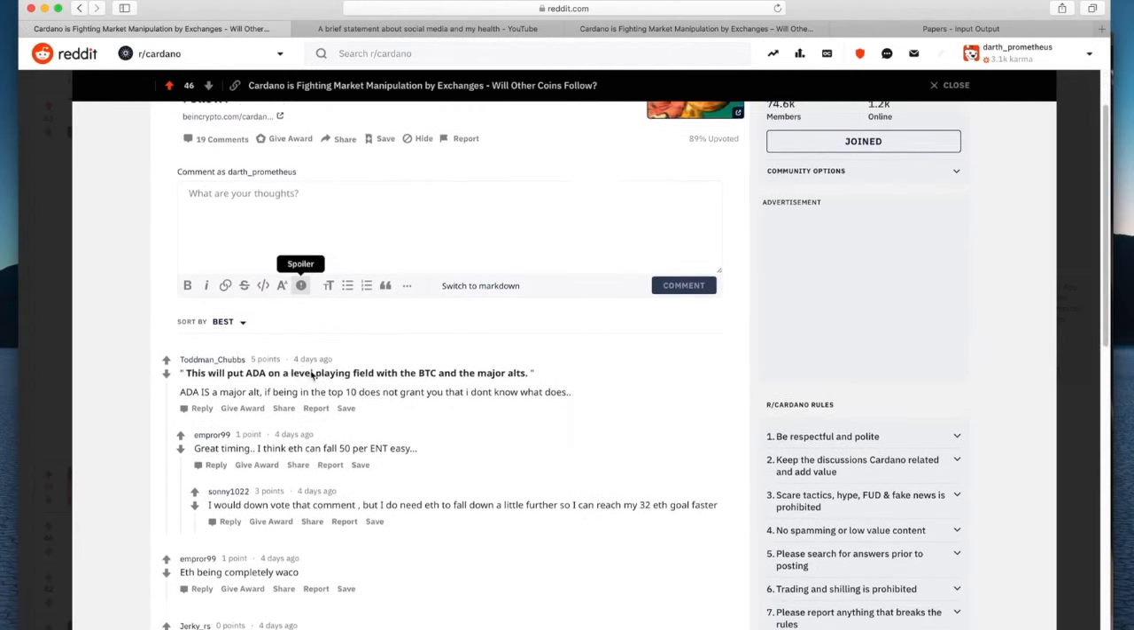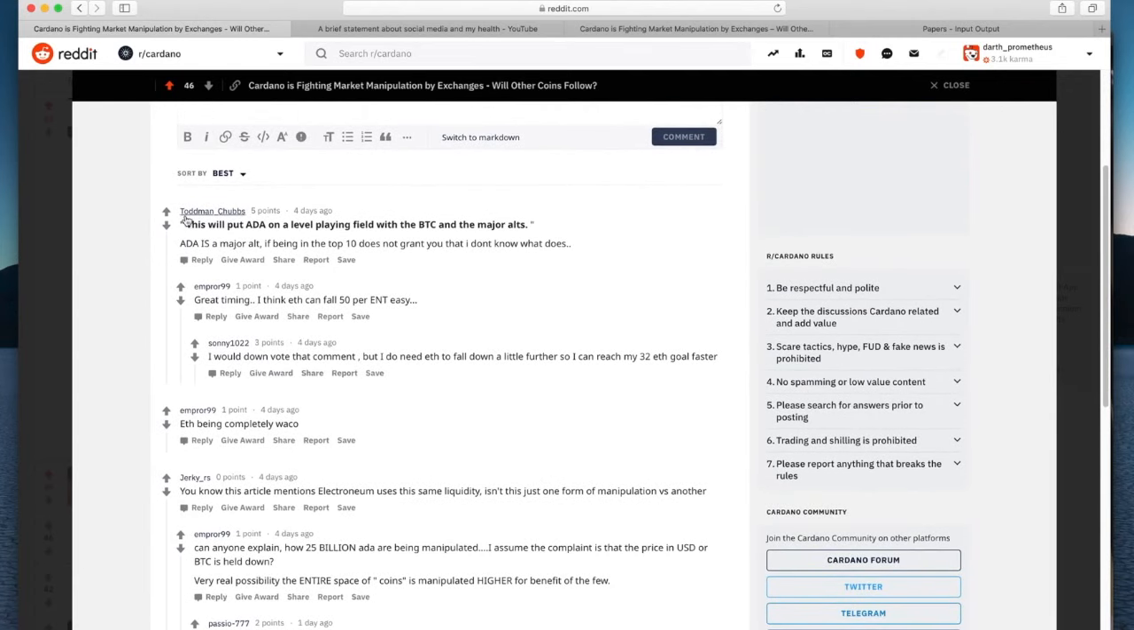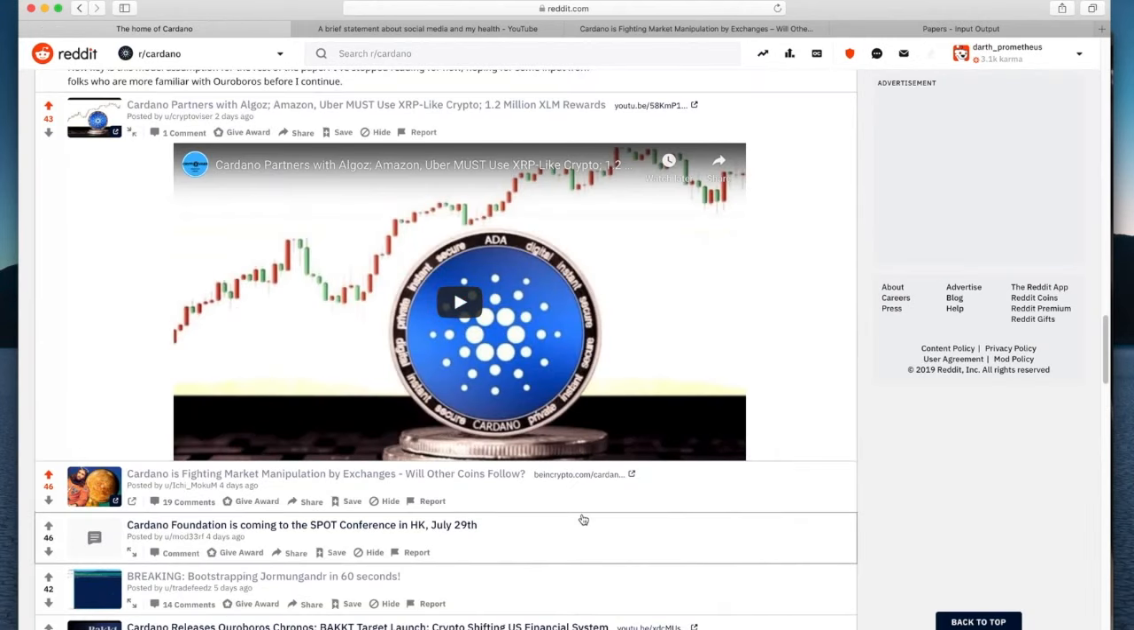And a funny comment here that I thought was near the top voted comment from Todd Manchubbs. He takes a quote from the article and says, ADA is a major alt. If being in the top 10 does not grant you that, I don't know what does. ADA is at number 12 now, but it bounces in and out of the top 10. But I'm pretty sure the majority of the cryptocurrency community considers ADA a major alt and Cardano a very strong contender. So that covers our Reddit top 10.